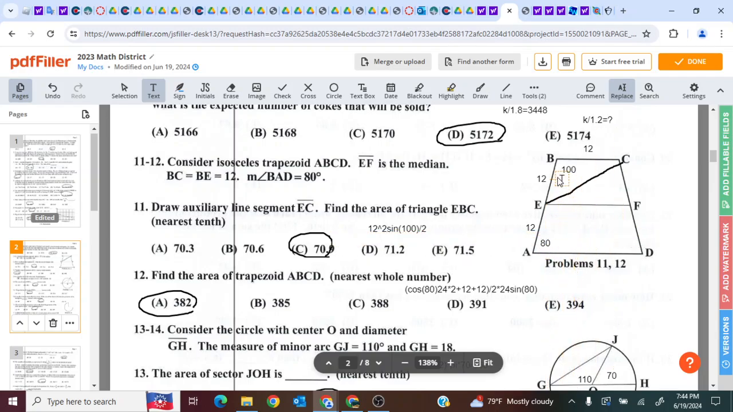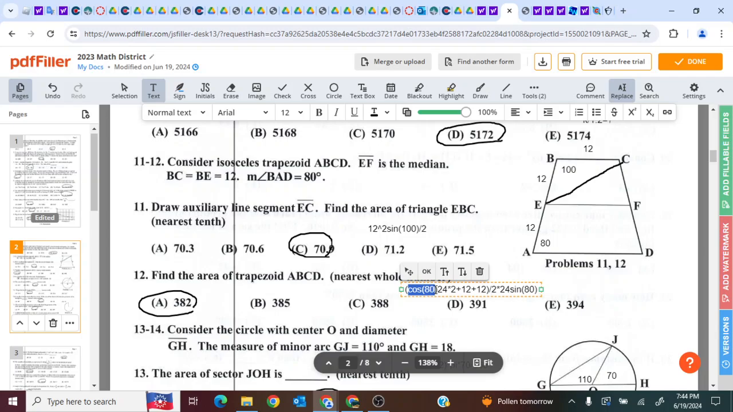Well, you know that cosine of 80 times the hypotenuse will get you the horizontal difference between A and B, as you can see there, and it's dual-sided, so you need to do it twice. And then you still have the 12 left over in the middle. So cosine of 80 times 24, times 2 because of that dual-sidedness, plus 12 because of this 12 right here. Then you add another 12, representing this base up here, and then divide by 2 to take the average of the two bases. And then you multiply it by that height we were talking about. If you do that, you get an area of 382.